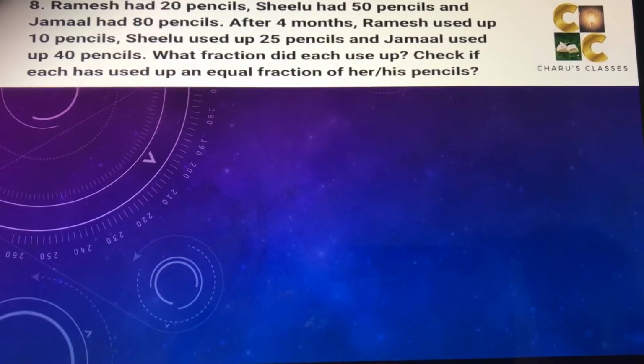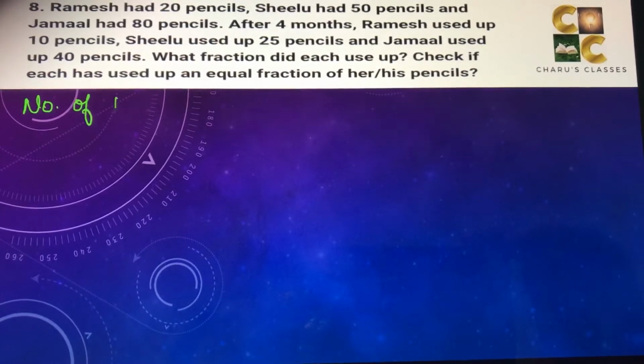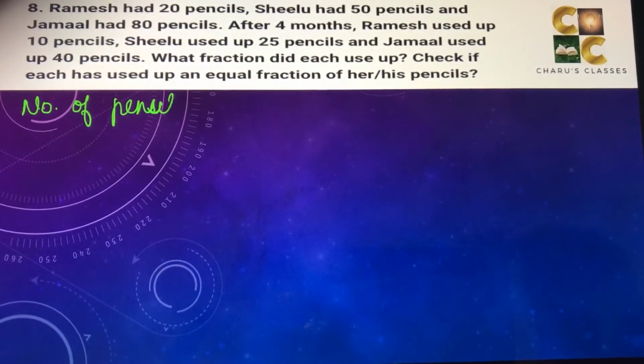So सबसे पहले we'll begin with Ramesh. So number of pencils used by Ramesh.